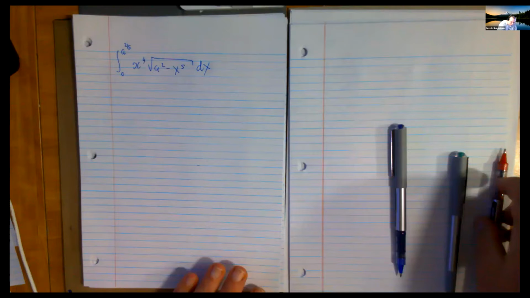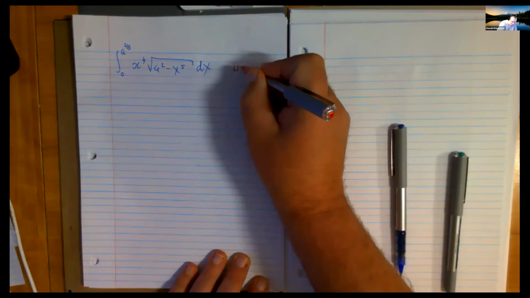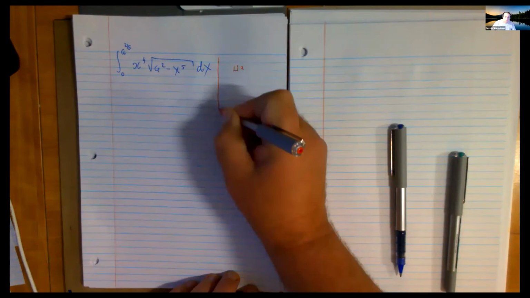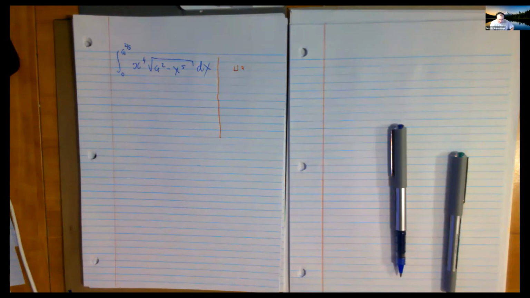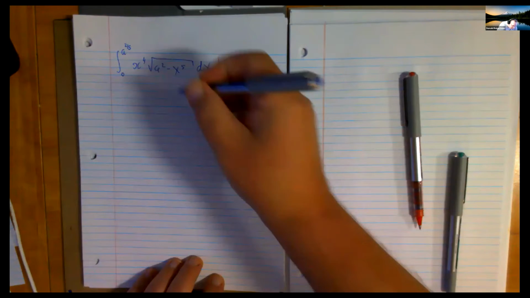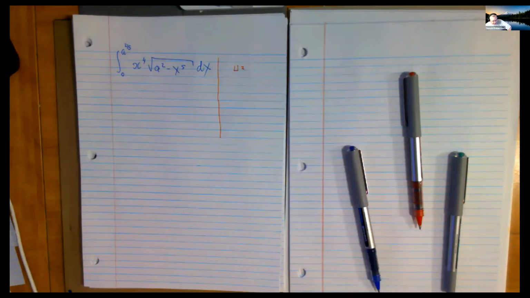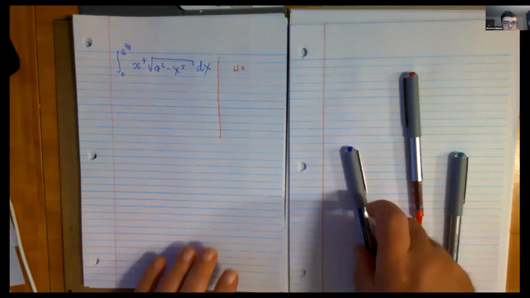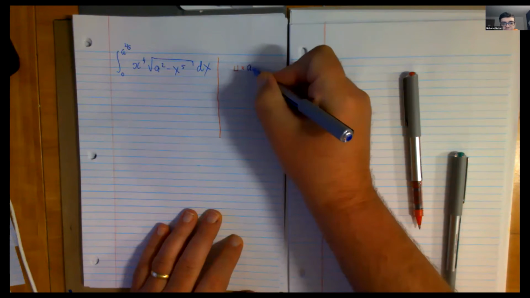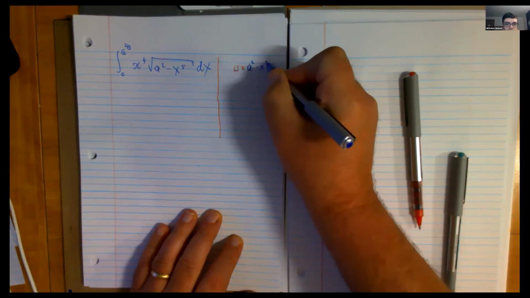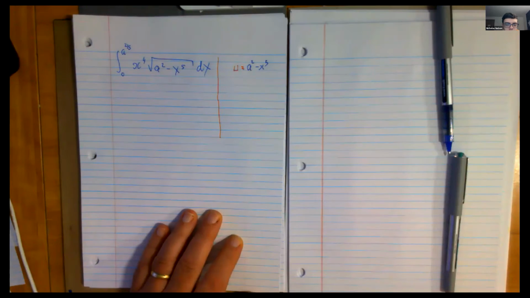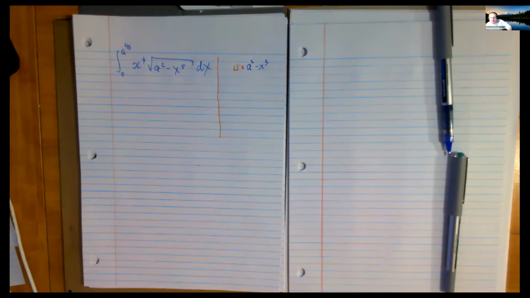U sub. I need a U sub. By the way, that funny little letter there is an a, or meant to be at least. A squared minus x to the 5th power. Agreed. Isn't there a rule, ugly thing inside square root?